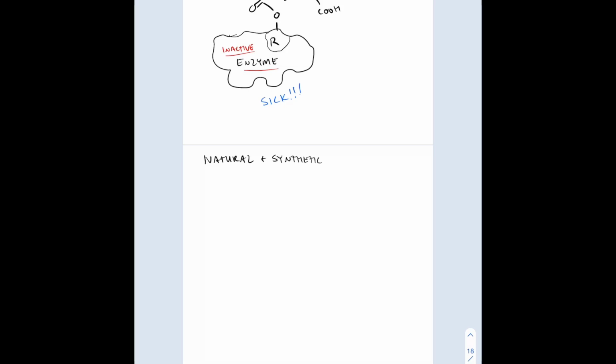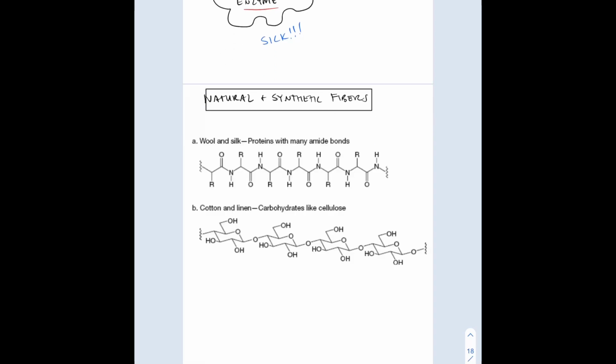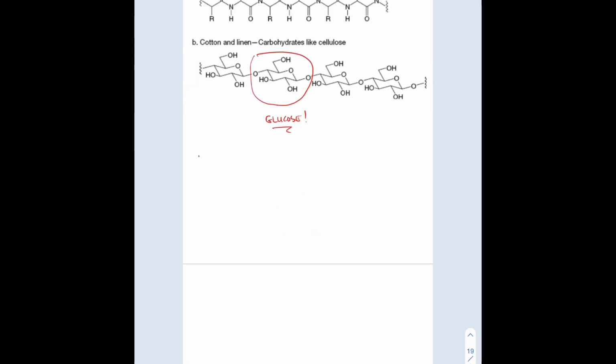All right. So, natural and synthetic fibers. These are pretty cool. We are very familiar with polymers already. Wool and silk, as well as cotton and linen, are naturally occurring polymers. Wool and silk are called polyamides. And then cotton and linen are just repeating units of glucose. So that's just cellulose, right? Depending on the three-dimensional structure, you can get cellulose, amylopectin, or amylose, and those are the starches as well.